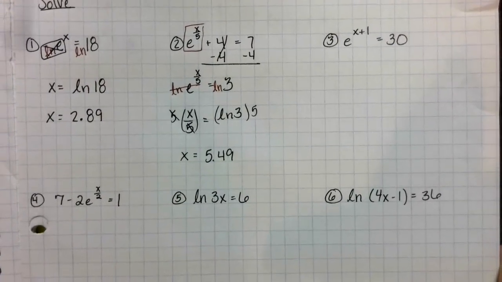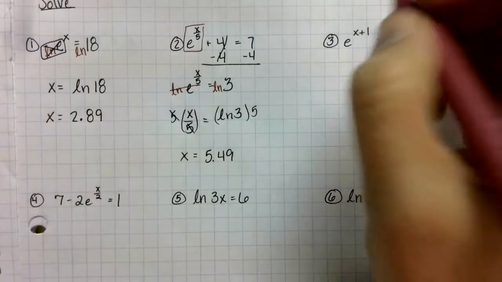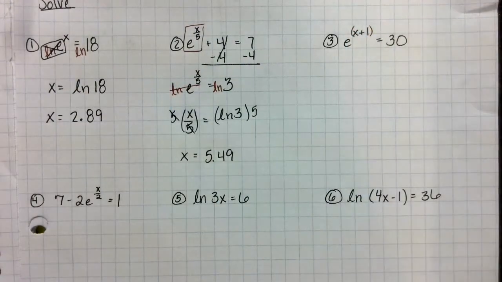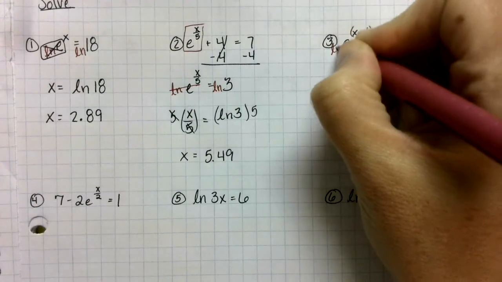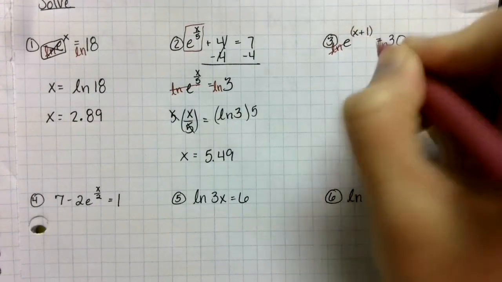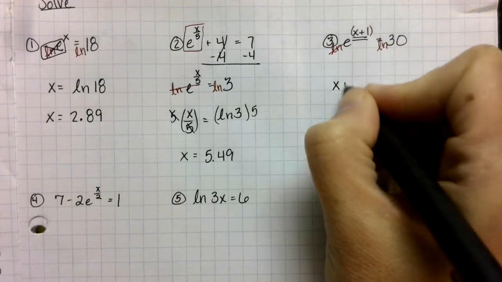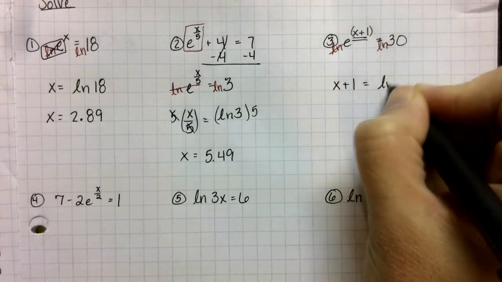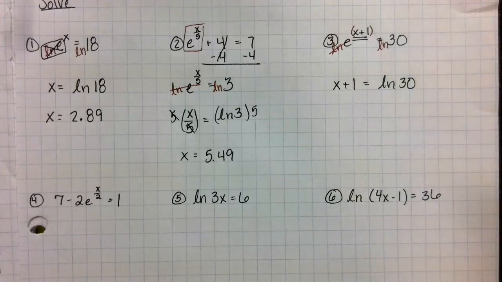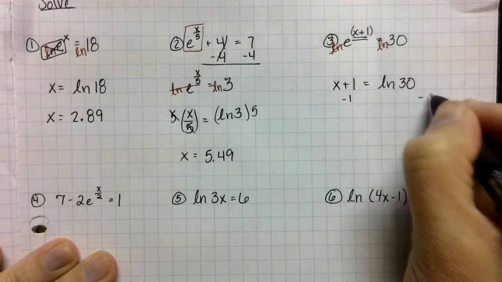On number 3, the E part is already by itself. So what you have to think about is this gets grouped together. When I take the natural log of each side, the natural log and E go away, so I have this whole thing left. So I have x plus 1 equals natural log of 30. In order to get x by itself, I'm going to have to subtract 1.